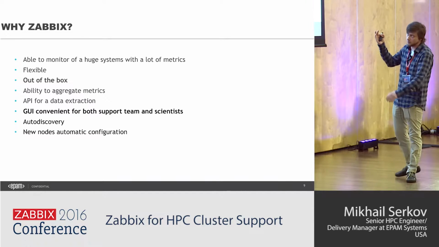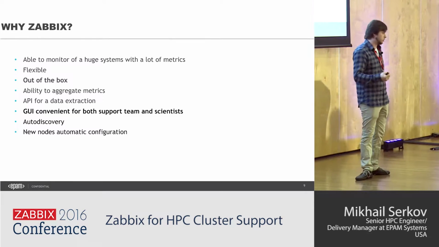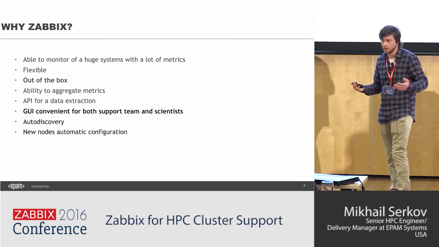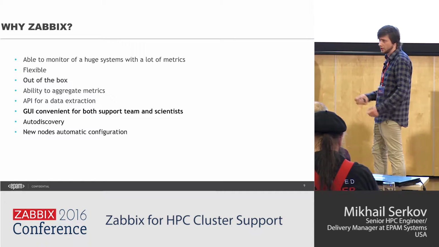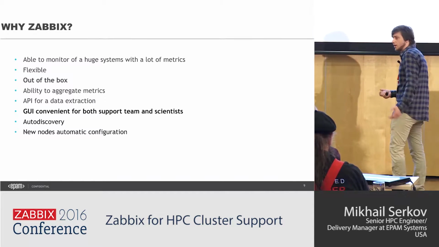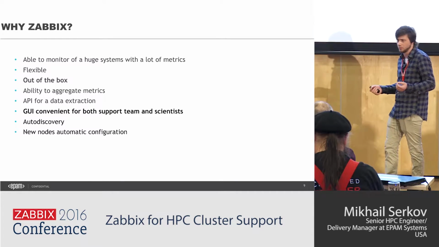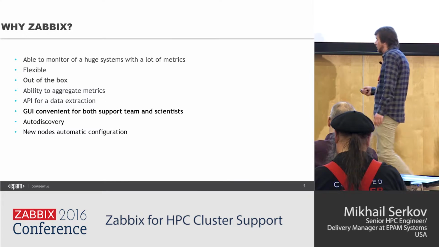The GUI is perfect, and auto-discovery and automatic configuration of new nodes also work really great for us, because when we have a new rack of nodes, we just enable them, they execute, get the agent, and they appear in Zabbix. We don't need to do anything. And for HP, we don't need to configure them, because we have standard configurations. They are all in there.